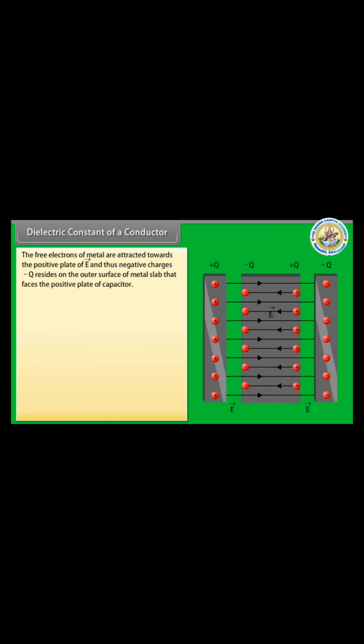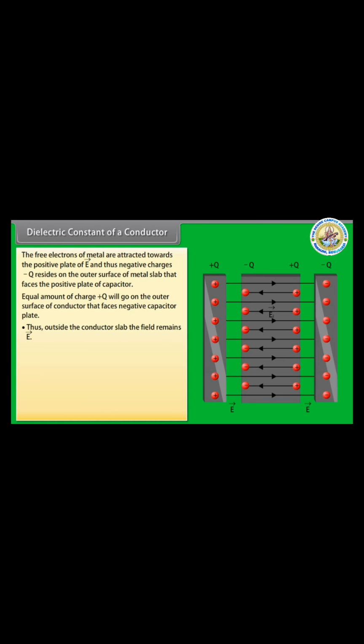Dielectric constant of a conductor. Let us consider an external uniform electric field E between two charged capacitor plates. Now a conducting slab is introduced in the field. The free electrons of the metal are attracted towards the positive plate, and thus negative charge minus Q resides on the outer surface of the metal slab that faces the positive plate of the capacitor. An equal amount of charge plus Q will go on the outer surface of the conductor that faces the negative capacitor plate.